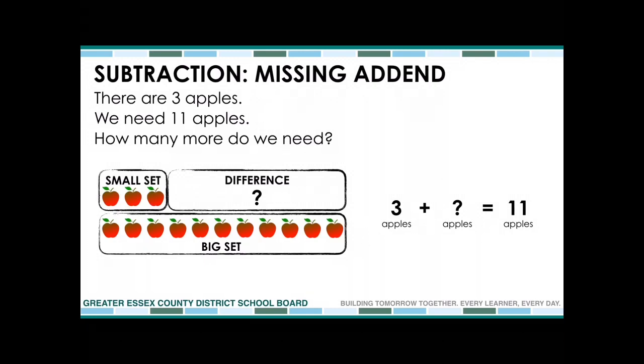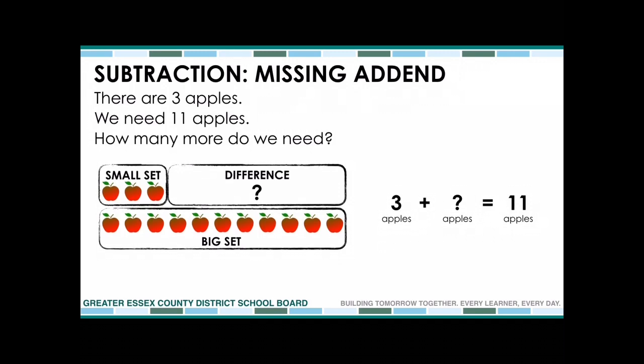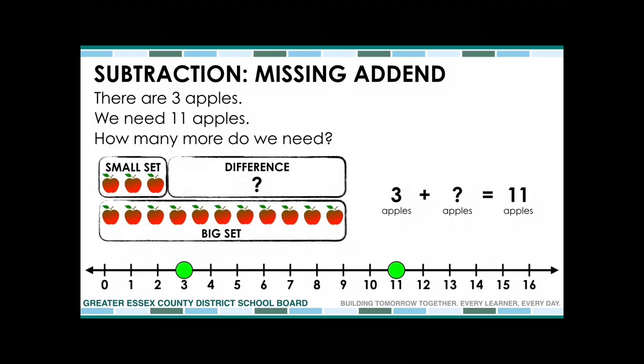But again, if we use our visual and concrete models, for example, the visual on the left side of the screen, or if we use another visual model like the number line, we'll see that the difference between 3 apples and 11 apples is, by counting up or counting backwards, going to be 8, a difference of 8.